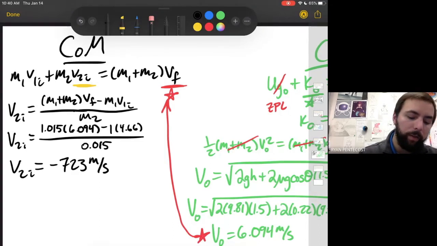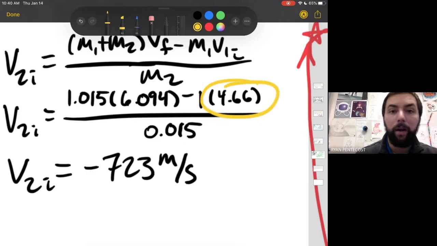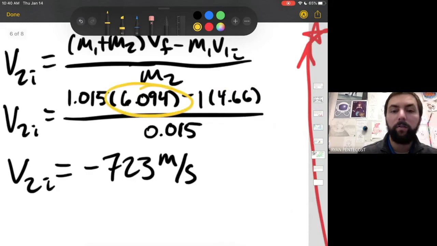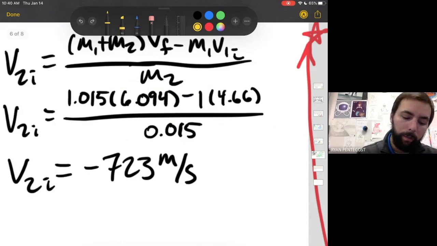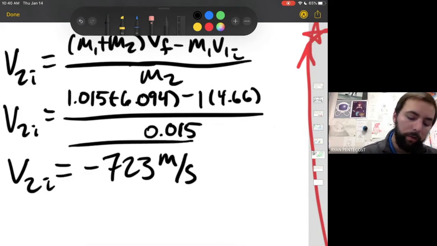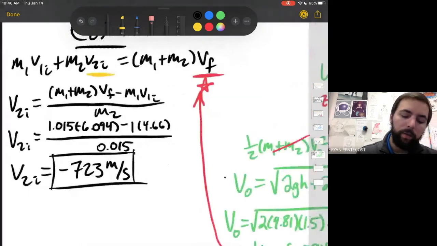Now, the reason you might think that you're getting the wrong answer if you put that in your calculator is because I made a goof. This 4.66 right here, this is going down the incline, right? This is the velocity of the block as it goes down the incline. This 6.094 is the velocity of the block-bullet combo as it goes up the incline. So this is supposed to be negative because we've been using down the slope as positive and up the slope as negative so far. So that was my bad when I was writing those numbers, but there you go. You will get negative 723.